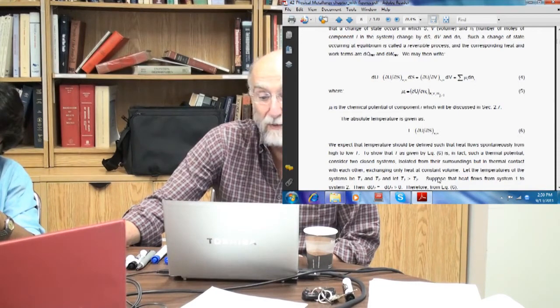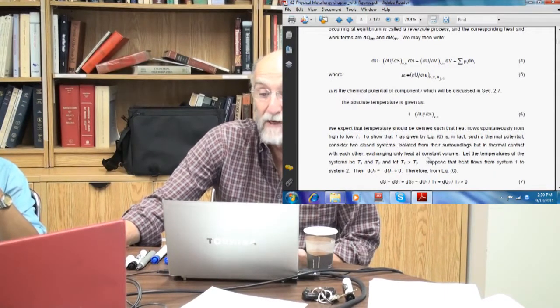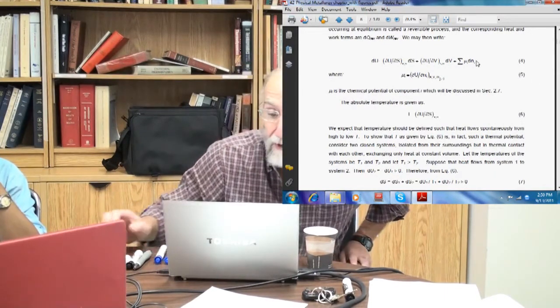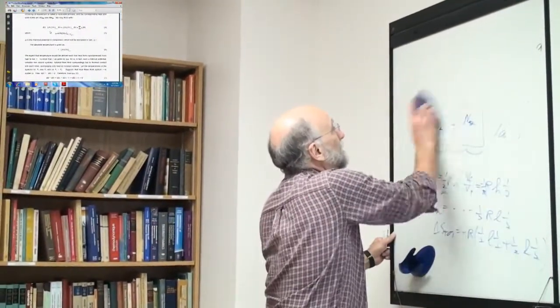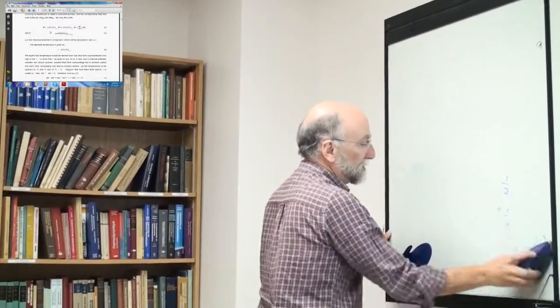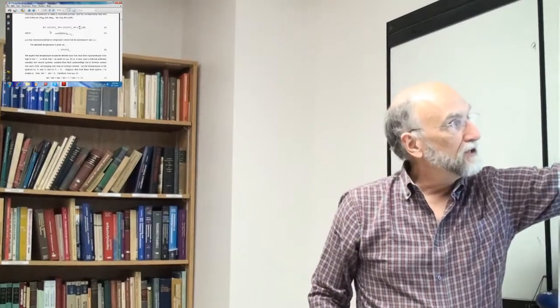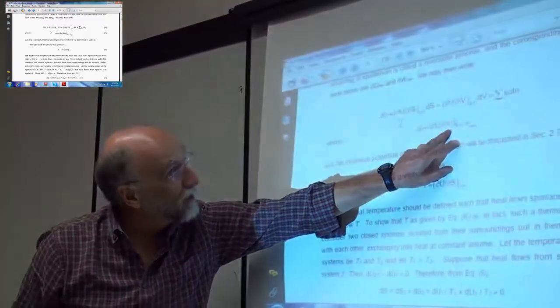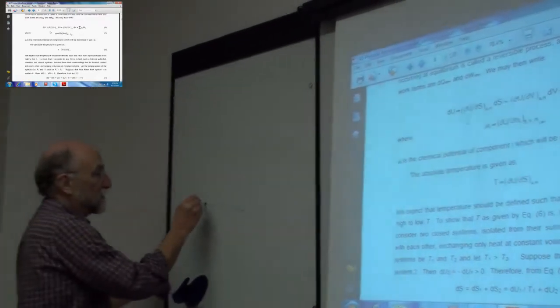But now we're going to consider an open system. So the chemical potential is given by this equation here. The chemical potential is the change in internal energy as you add a component i, keeping entropy, volume, and j constant. So I imagine I have a system here.